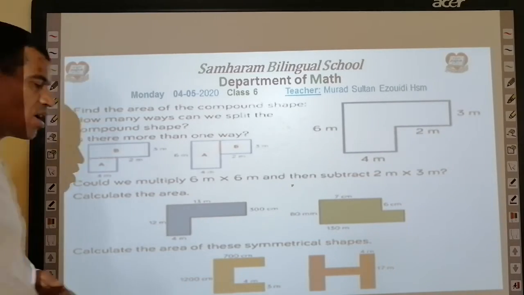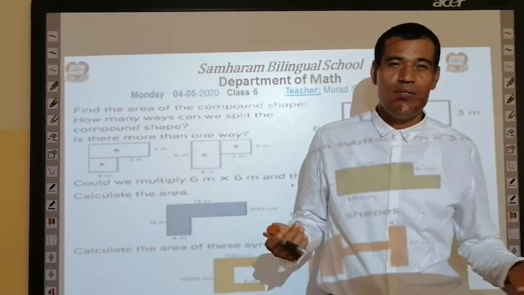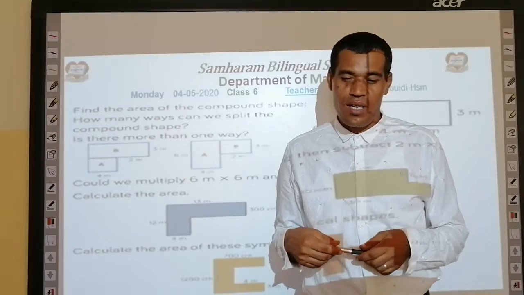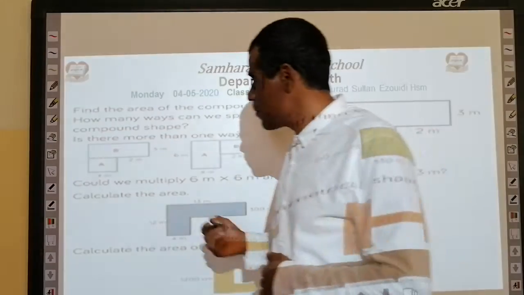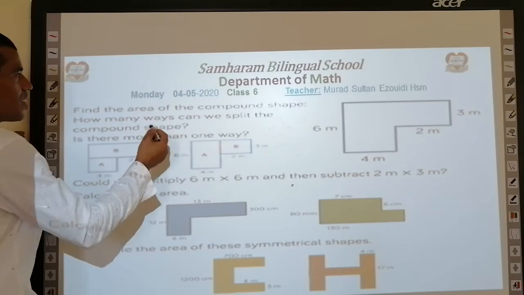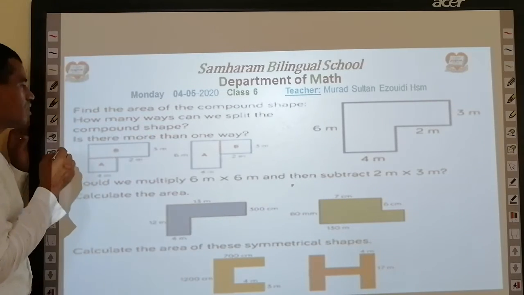Hello everybody, here we have an exercise activity. We try to work out the area of such a compound shape. Okay, so the question is what? Find the area of the compound shapes.